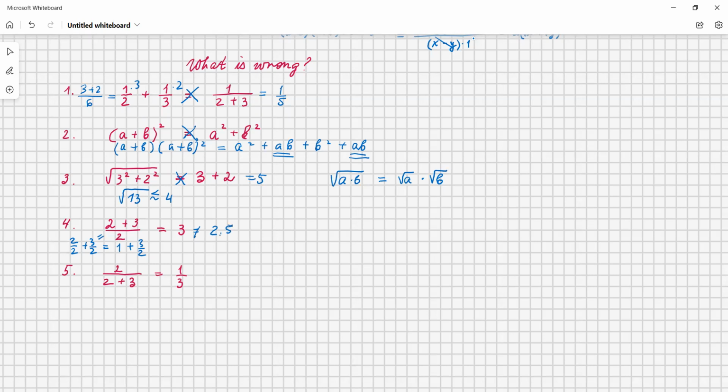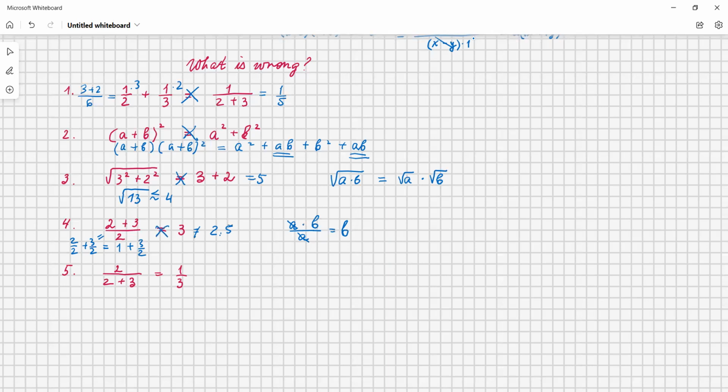So we cannot cancel terms again. We can cancel factors. If you have a multiplied by b divided over a, you can cancel a, and that's going to give you b. But you cannot cancel the sum, okay?